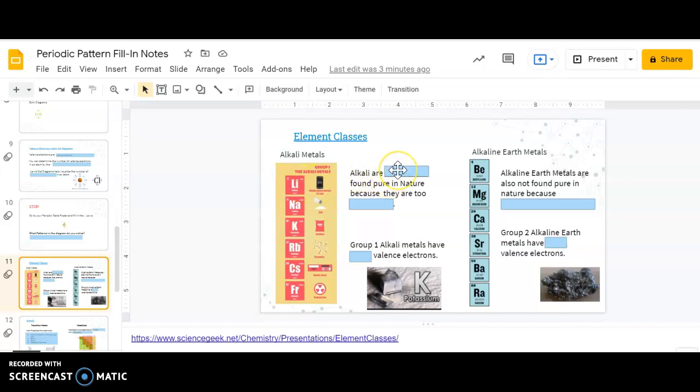So alkali metals are never found pure in nature because they're too reactive. If they're group 1, they're going to have 1 valence electron. And these are all of your alkali metals. Alkaline earth metals are also not found pure in nature because they're also too reactive. And if they're in group 2, think about how many electrons they'll have on the outside. They're going to have 2 valence electrons.